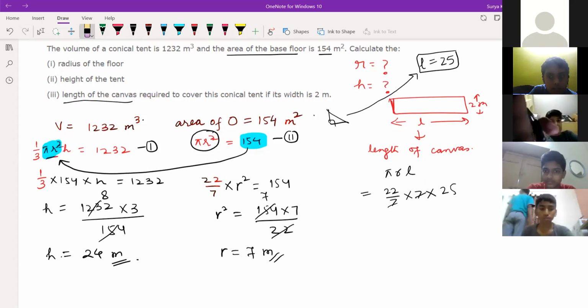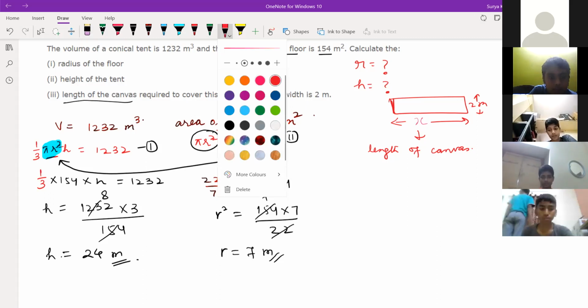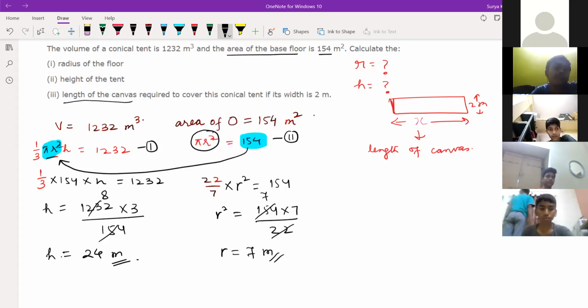Once again, I'm just writing here. One minute, I erase this. Wait for one minute. Let this be x meters, which we have to find. I'm writing here x meters. This is x meters. So I equated the CSA with x into 2 and then got the answer. The CSA of the cone is nothing but this area, that is length into 2, right? You are getting it, all of you.